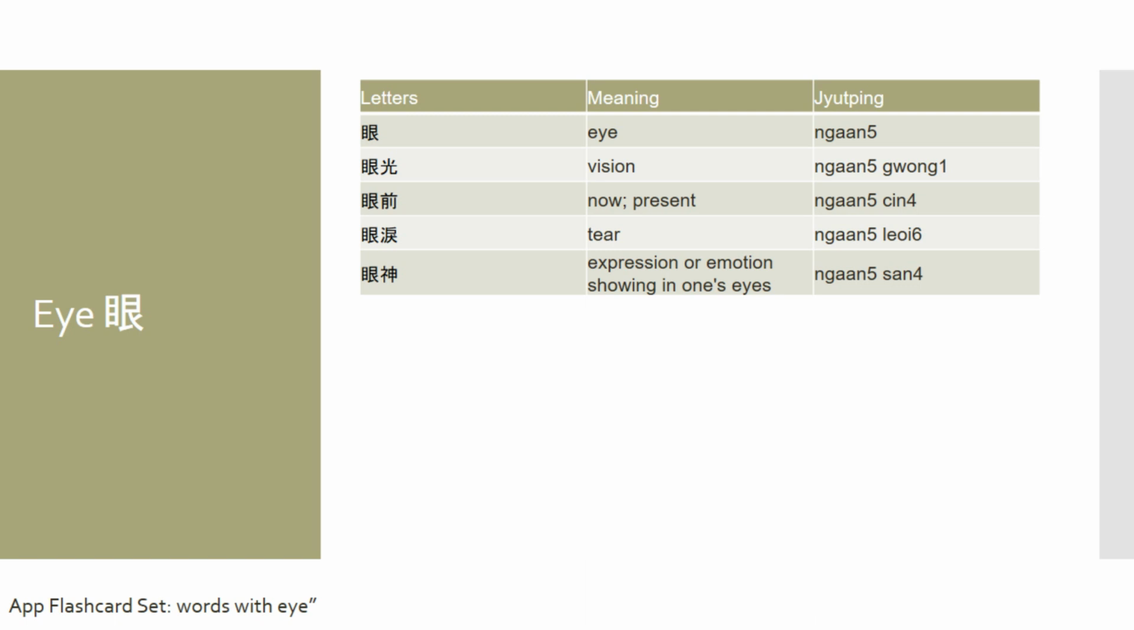Now if you want to say present, now, or literally just in front of your eyes, then you can say in Cantonese 眼前. If you want to say tears in Cantonese, then you can say 眼淚. If you want to say expression or emotion showing in one's eyes in Cantonese, then you can say 眼神.